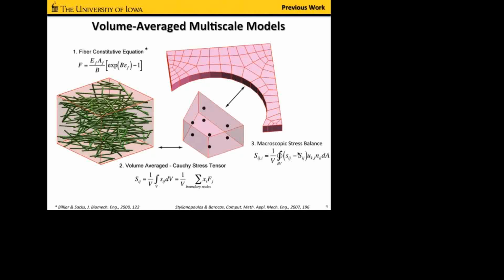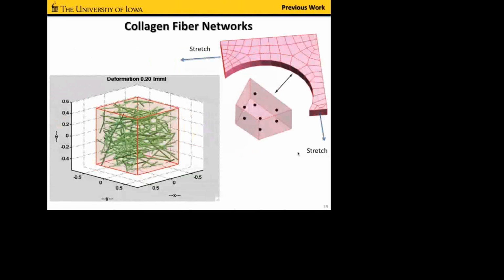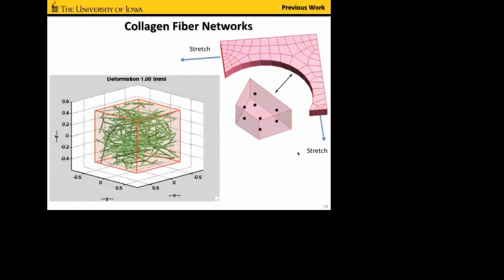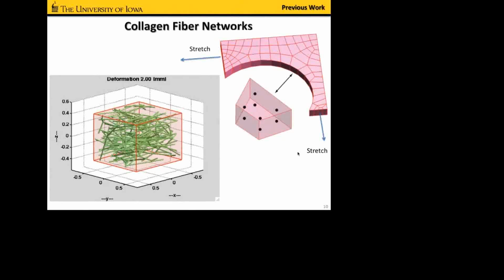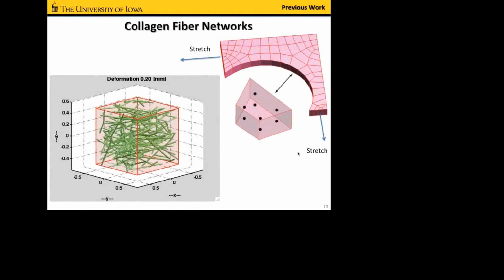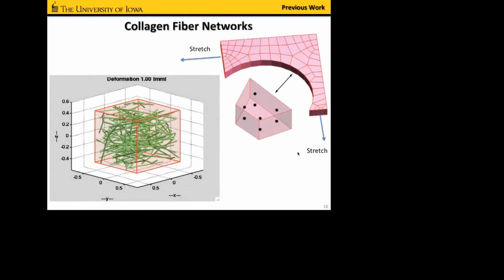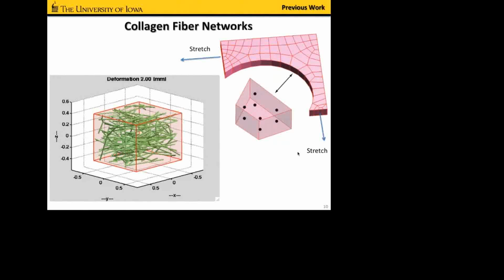To give you a better sense of what that looks like before I get any further, here you can see one of these fiber networks reorganizing in response to this in-plane stretch. You'll see that the box is shrinking in the Z direction. That's not from compression, that's just the Poisson effect from the in-plane tension that we're applying at the macroscopic level.